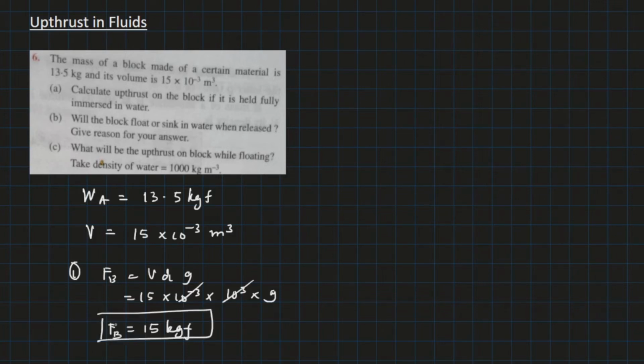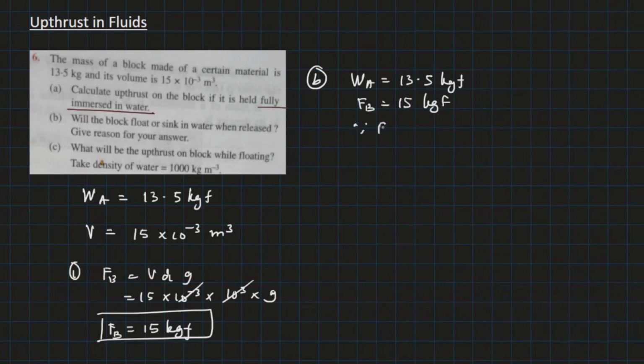When the body is fully submerged inside the liquid, the upthrust that the body will receive is equal to 15 kg. Over here they mention it is fully immersed inside. Now the second part of the question is, will the block float or sink? Here we have weight in air as 13.5 kgf and the upthrust is equal to 15 kgf. So since the upthrust is greater than the weight in air, therefore the body will float.